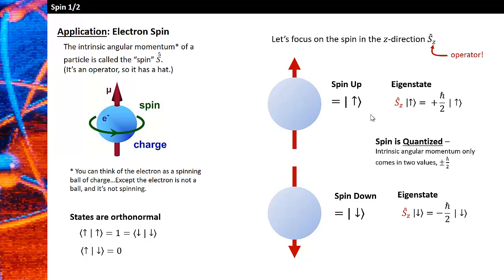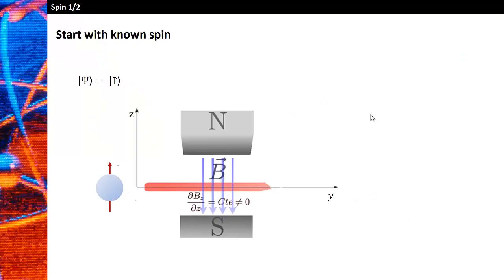Okay, so that's introducing the idea of these spin up and spin down states. Let's talk about actually measuring the spin, how we would actually measure the spin. And the way we do this is with an experiment known as the Stern-Gerlach experiment. And to do this, let's start with a known spin. So let's say we start with a particle in a spin-up state. You send this particle through a magnet, and actually not just a magnet. The magnetic field has to vary with the z direction, but let's not worry about any of those details.